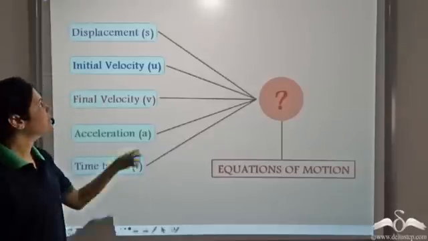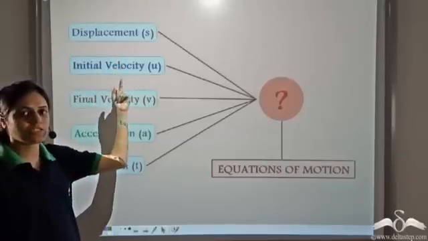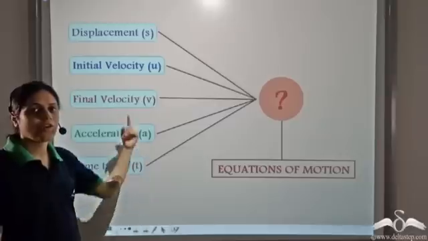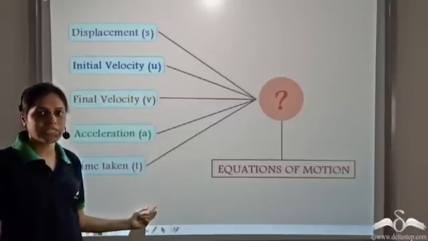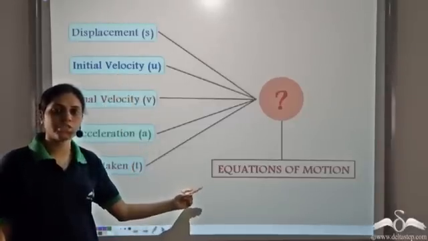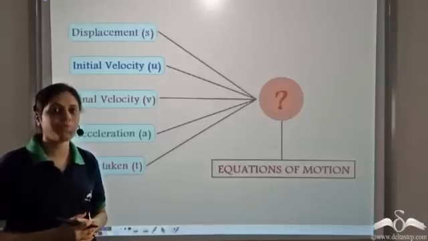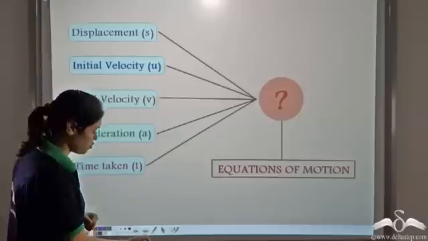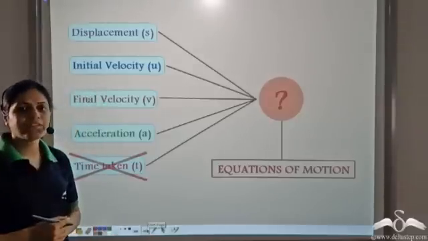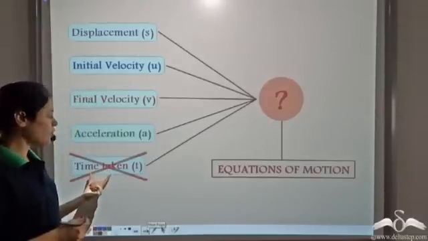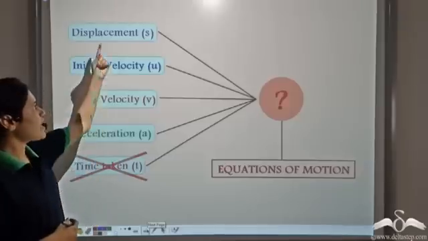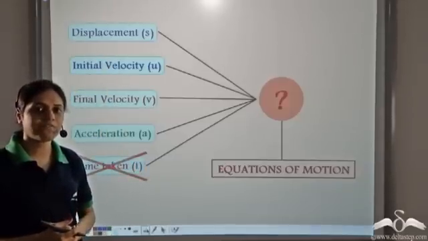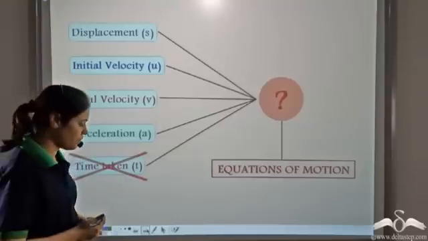We have learned that displacement, initial velocity, final velocity, acceleration, time taken, all these terms are interrelated, and equations of motion describe the nature of relationship among these terms. So let us now derive the third equation of motion. For deriving the third equation of motion, we ignore time taken. We try to find out a relationship between displacement, initial velocity, final velocity, and acceleration.